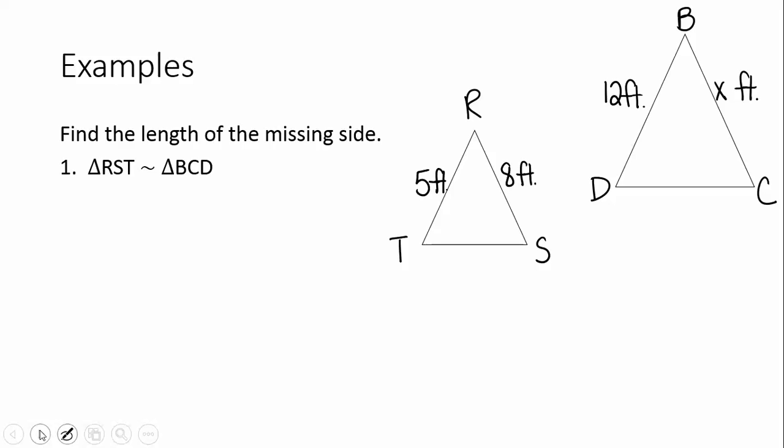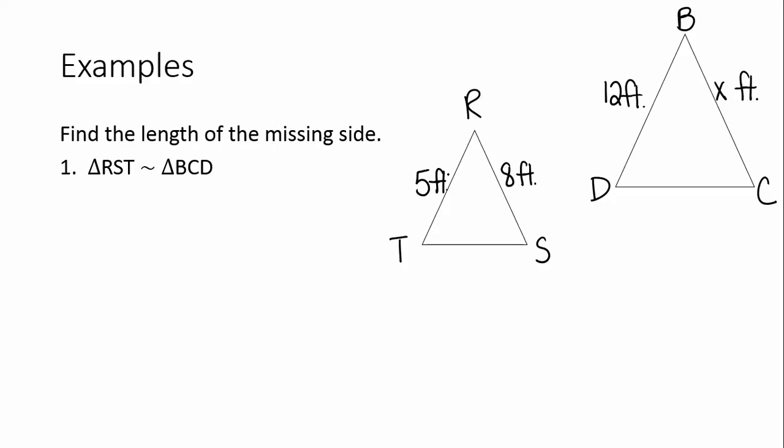So let's look at an example where we're supposed to find the length of the missing side. We're told that triangles RST and BCD are similar, and we're given the side lengths of three sides, and we're trying to find the fourth side length. It's labeled X. It's BC from triangle BCD. So what we first want to make sure when we're setting up our proportion is that we're using the right pieces in the correct places.